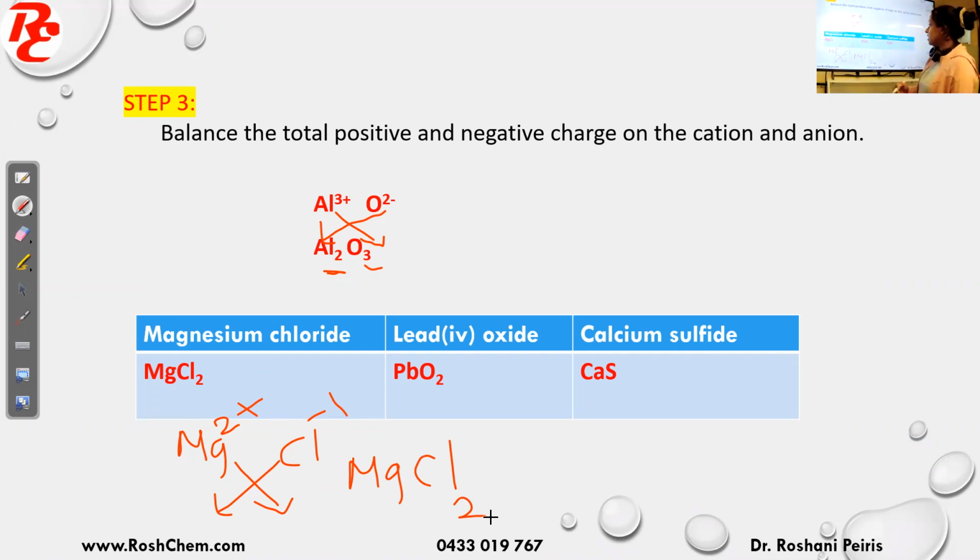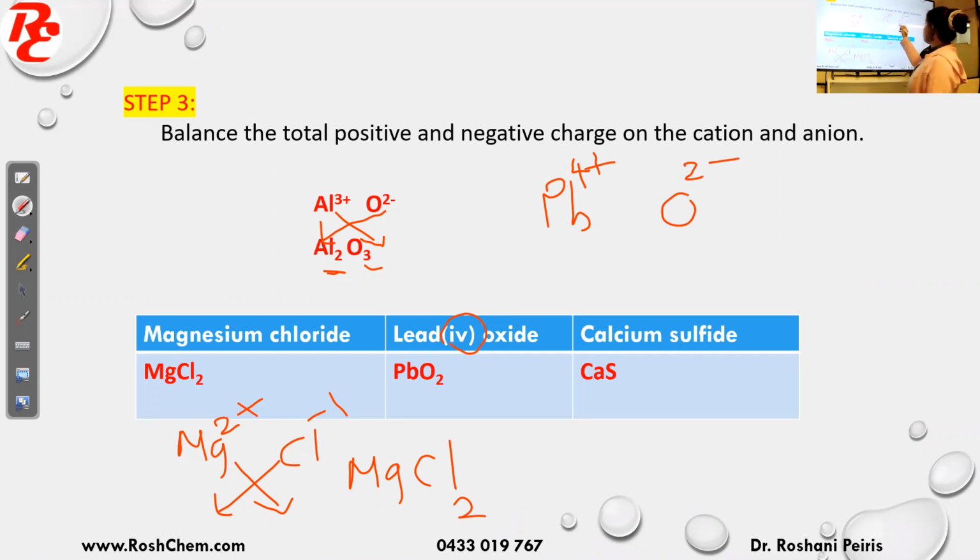Okay, we will take another example, lead(IV) oxide. So you can see that lead is in that highlighted area of the periodic table, therefore it has different charges. That's why in here it says lead 4. So that 4 is the charge of lead in this compound. So lead is Pb, so now it's 4+. Oxide is from group 16, so therefore it's 2-.